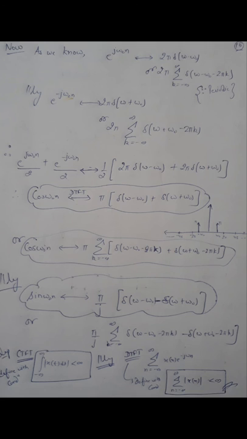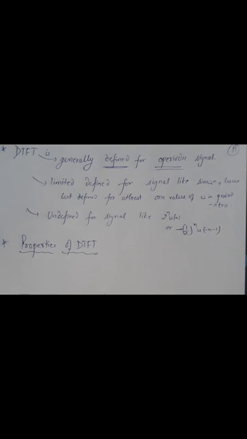Now, two important points, just similar to the CTFT. For CTFT, the integral from minus infinity to infinity of the magnitude of x(t) dt should have a finite value. This is the condition for the existence of the CTFT. Similarly, for DTFT, the same condition applies: the summation from minus infinity to infinity of the magnitude of x[n] should be finite.